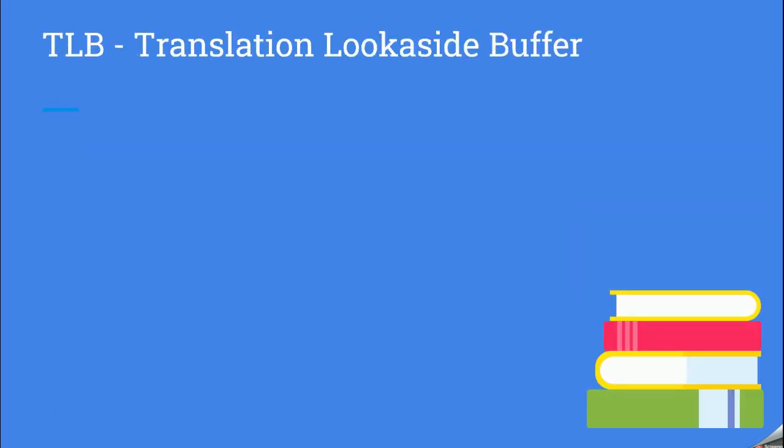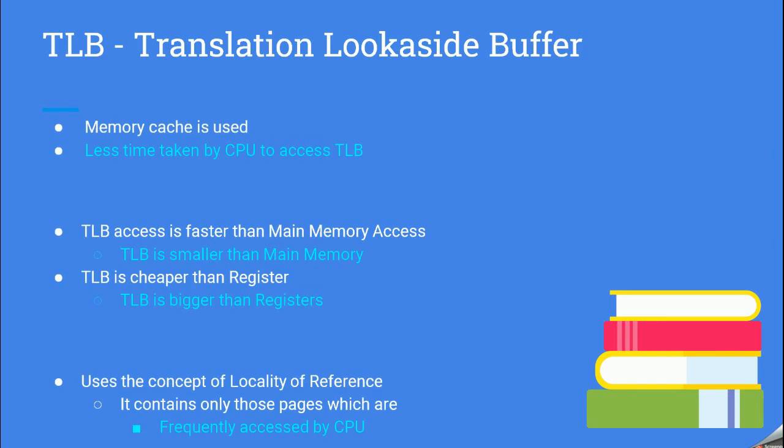TLB means translation lookaside buffer. It uses a memory cache, and it is done at the hardware level. Less time is taken by the CPU to use the TLB instead of main memory. The CPU can access the translation lookaside buffer quickly because it is smaller than main memory, so that it can be accessed faster.